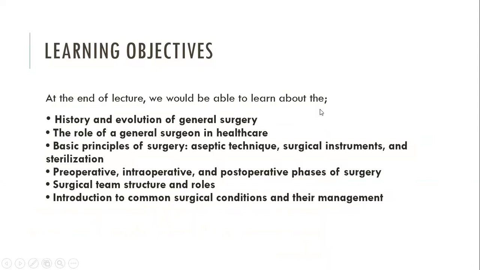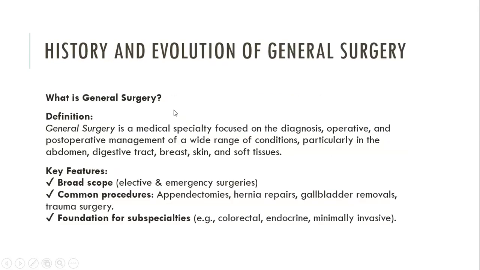In part 1, we will be learning about the history and evolution of general surgery, what the role of the general surgeon is in our healthcare system, and what the basic principles of surgery are, like aseptic technique, surgical instruments, and sterilization. In the next part, we will be learning about the preoperative, intraoperative, and postoperative phases of the surgery, and what the surgical team structure is and what their roles are. And in the final part, we will be learning about the common surgical conditions and their management.